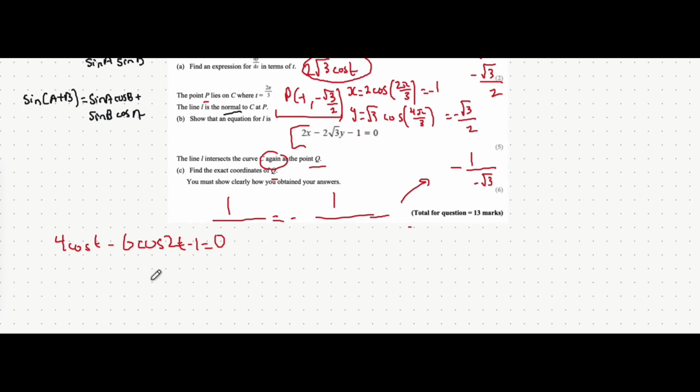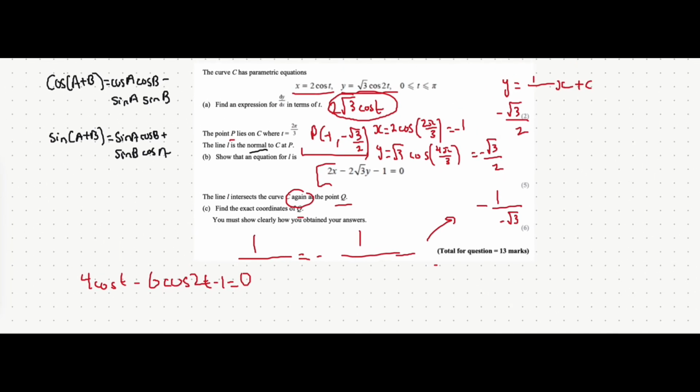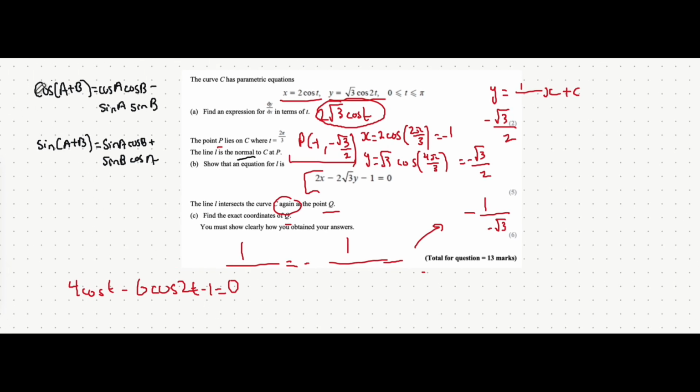Now, how do we solve something like this? Well, it almost looks like a quadratic, and if this was a squared term, it'd be easy to use quadratics, in my opinion. Well, not easy, but easier. So how can we make it so that it's an equation only in terms of cos t, not cos 2t? Well, that's where we can use the second expression that I've written out. Once again, we can replace a with t and b with t. In that case, cos of t plus t would represent cos of 2t. And that's equal to cos t times cos t, so that's cos squared t minus sin squared t.